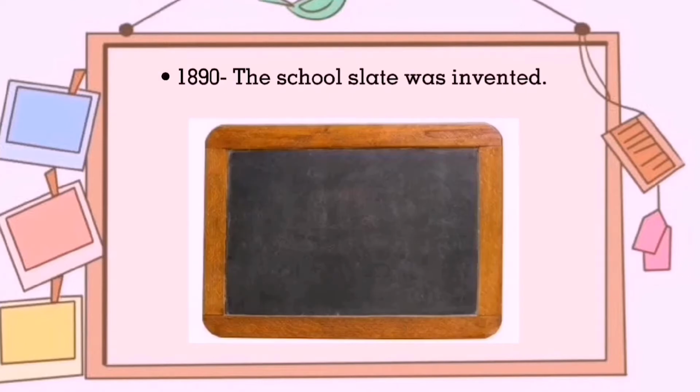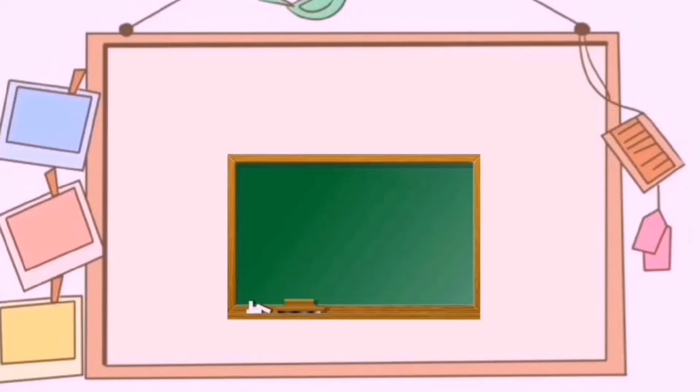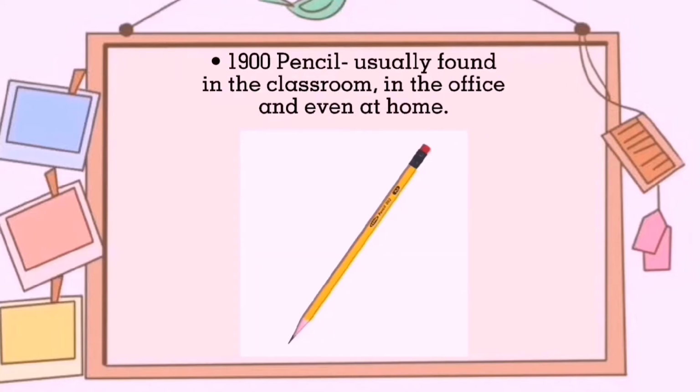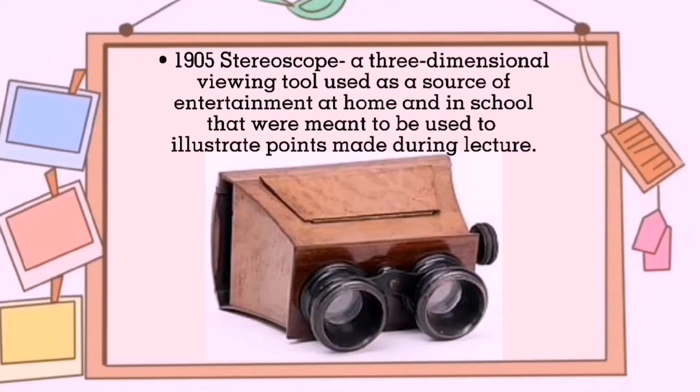In 1890, the school slate was invented. In 1890, the chalkboard is one of the biggest inventions in terms of educational technology, which is still being used up to this age. In 1900, pencil was made, and is usually found in the classroom, in the office, and even at home.